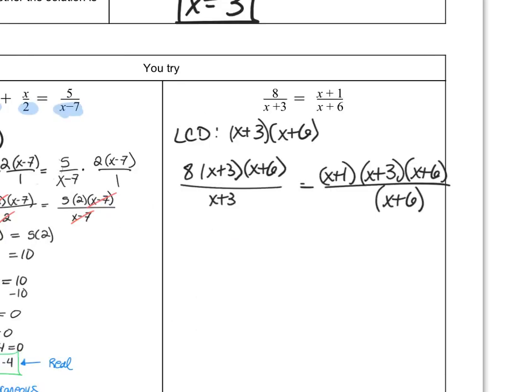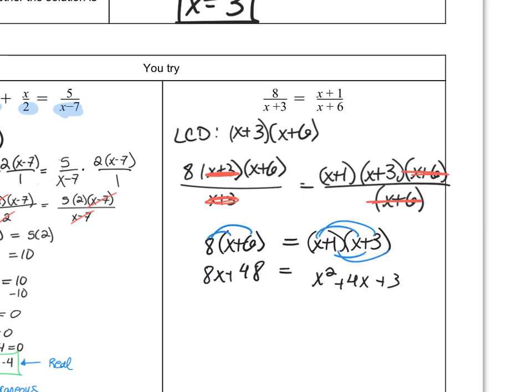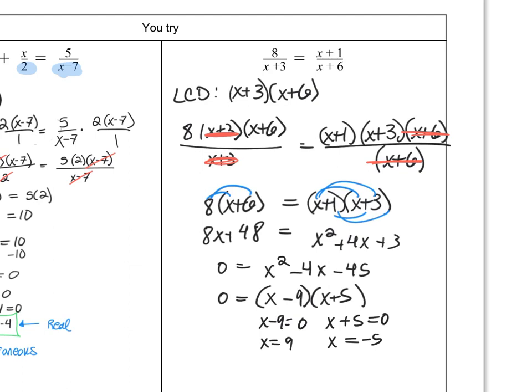So this is where we end up after multiplying both sides by the least common denominator. And we have some terms that we can cancel out, which gives us a much simpler equation. Again, we're going to use a little bit of distribution. And we end up with a quadratic equation. We'd like to set this quadratic equation equal to 0. And I did that by subtracting 8x and 48 from each side. Factoring this equation gives me two solutions, but are they both valid?